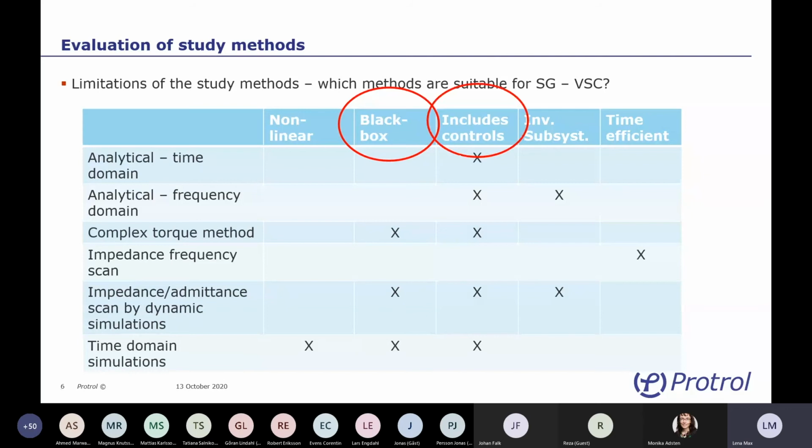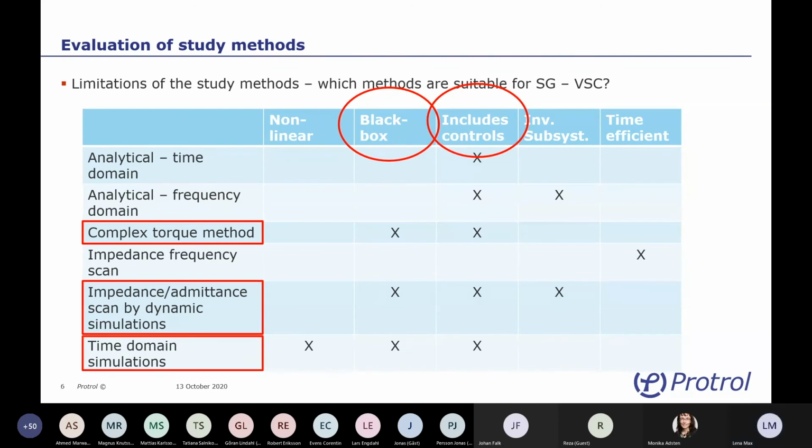It also has to be able to include controls. So the methods of interest are the complex torque method, the impedance scanning by dynamic simulations, and the time domain simulations. And these are also the methods that will be evaluated with the generic test system and shown in more detail then.